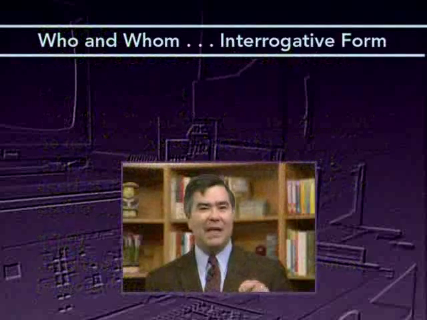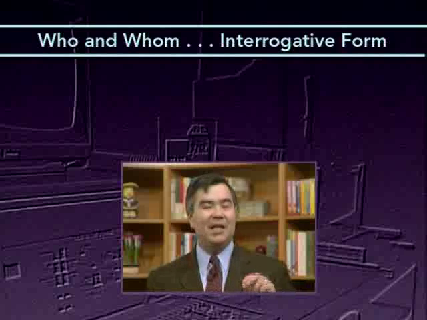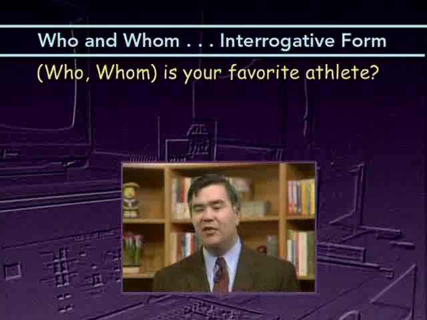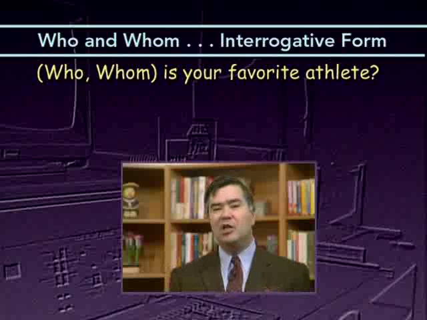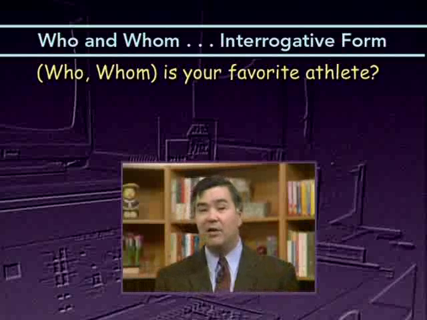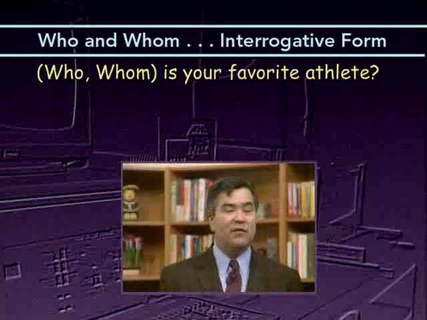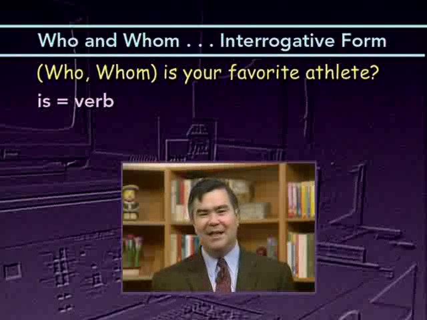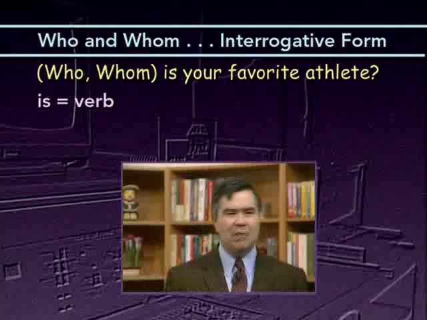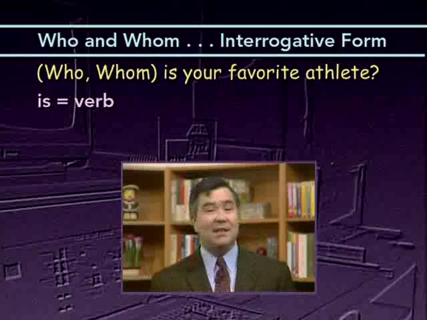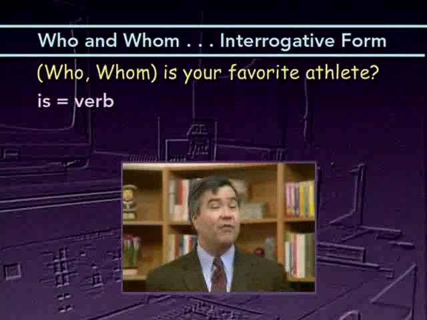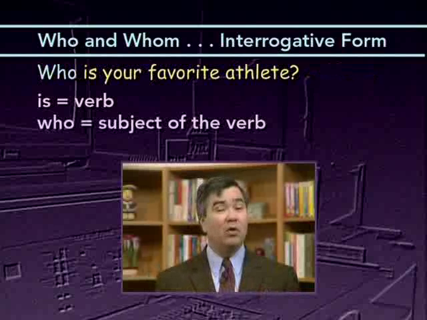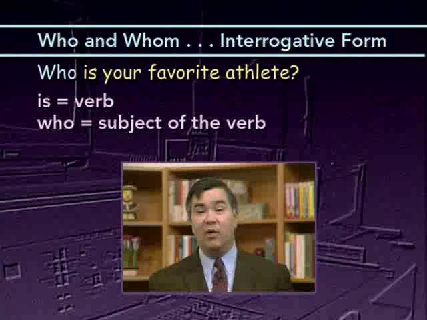First, let's look at a couple of examples using who or whom in the interrogative form, that is, to introduce a question. Who or whom is your favorite athlete? Okay, here's the pronoun being used as an interrogative pronoun. Should it be who or whom? Well, let's find the verb. The verb is. Now, what's the subject of the verb is? Is it athlete? Is the sentence saying athlete is? No, not really. The subject of the verb is the pronoun, who or whom. Therefore, since who is being used as the subject of the verb, that's the correct form. The subjective form, who, would be correct, not the objective form, whom.